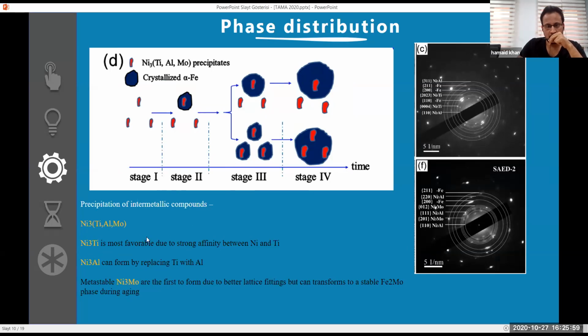Why Ni3Ti is the most favorable one: because of the strong affinity of titanium with nickel. Therefore, this particular intermetallic compound is the one mostly observed in the Maraging steel component, and that is also one of the major contributors to the high strength in Maraging steel. Apart from that, there are other compounds like Ni3Al and Ni3Mo. Ni3Al is formed by replacing titanium, and Ni3Mo is formed because of better lattice fitting. And this is in a metastable state, so it can transform into a more stable one like Fe2Mo during aging treatments.